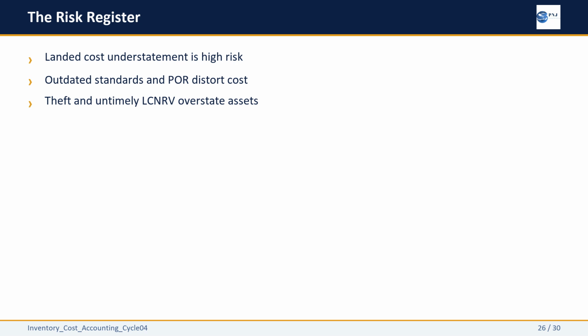The risk register names what goes wrong and why it matters. The high risks cluster around cost accuracy: landed cost understatement when duties are expensed, outdated standards and a wrong POR that distorts COGM every single period, abnormal spoilage capitalized into inventory, and theft when cycle counts are missing. Untimely LCNRV overstates profit in interim periods. Medium risks, like job cost sheet errors or stale ABC drivers, distort individual product profitability. Each one ties back to a control you just reviewed.